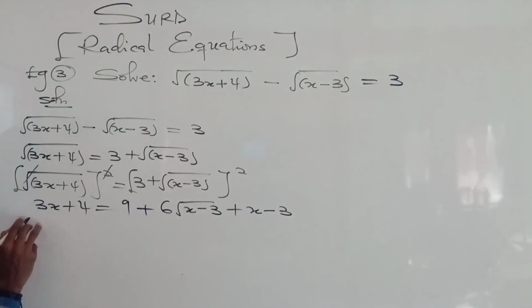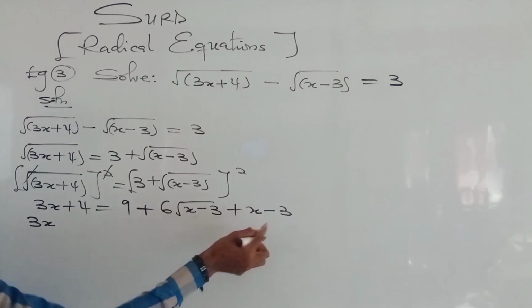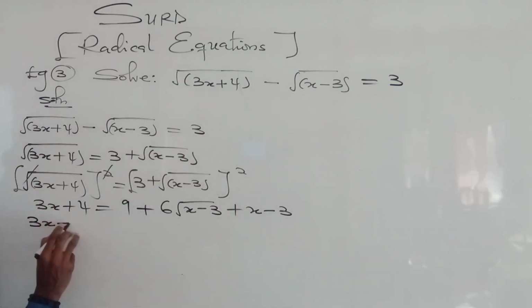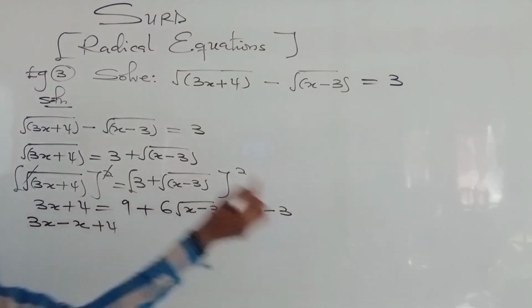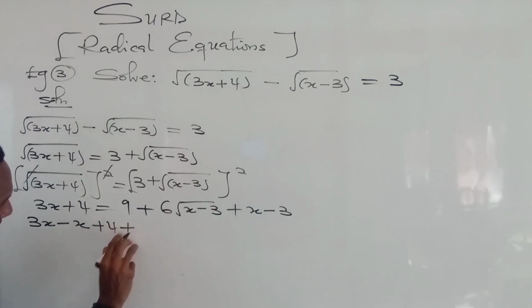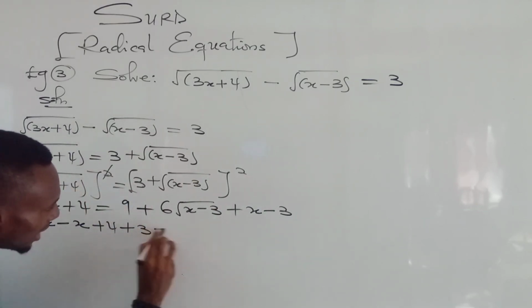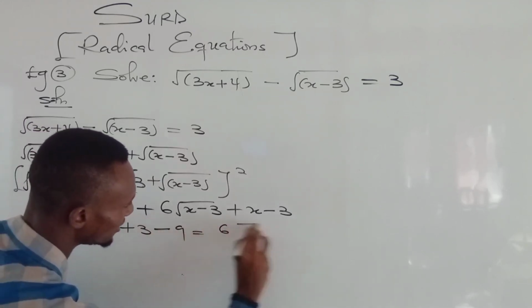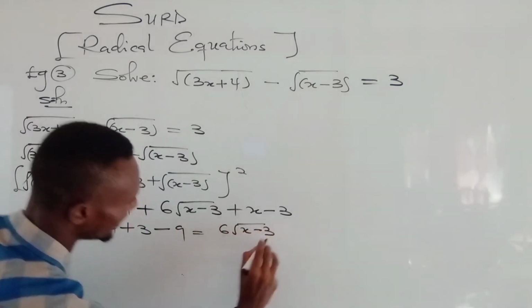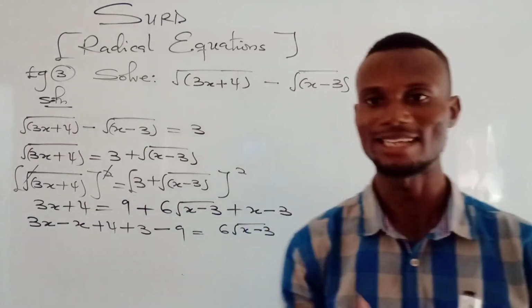So write my 3s, which is here. Then this s, positive s, which is here, will cross the equal sign to come and join this, so it becomes minus s. Then my plus 4 is here. Then I'll let this negative 3 cross the equal sign to come and join this, so it becomes plus 3. Then this positive 9 will also cross the equal sign to come and join this, so it becomes minus 9 equals to, then I'll be left with my 6 root s minus 3 at the right hand side. I hope you agree and you understand up to this point.